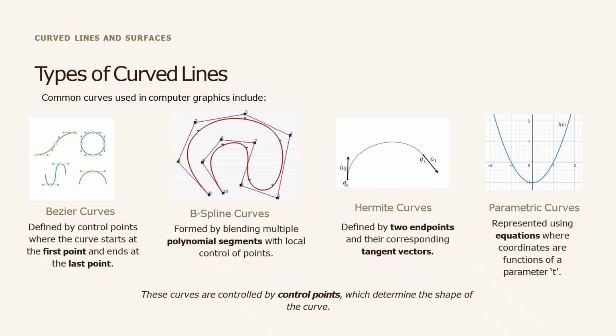The third type is the Hermite curve. Hermite curves are defined using two endpoints and their tangent vectors. These tangent vectors determine how the curve enters and leaves at each point. And finally, we have parametric curves. Instead of expressing y as a function of x, both x and y are represented using a parameter, usually denoted by t. Parametric curves provide greater flexibility and can represent circles, loops, and many other complex shapes.